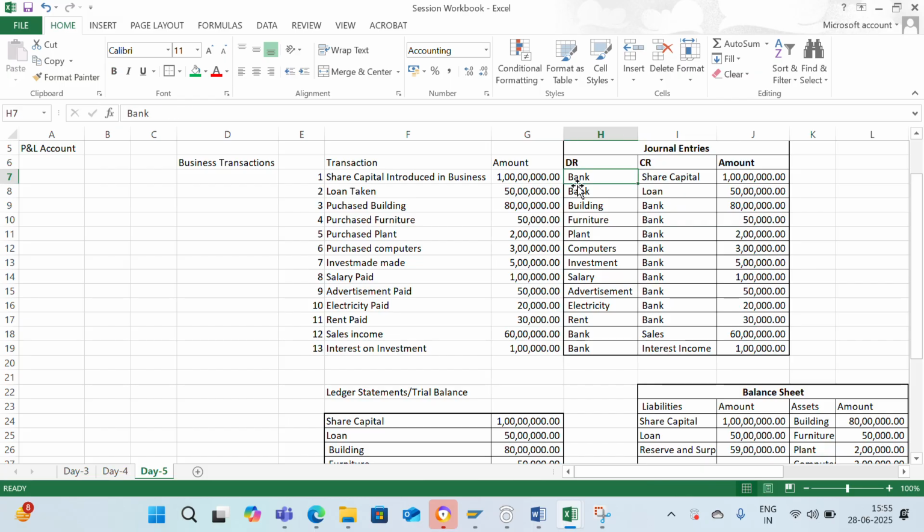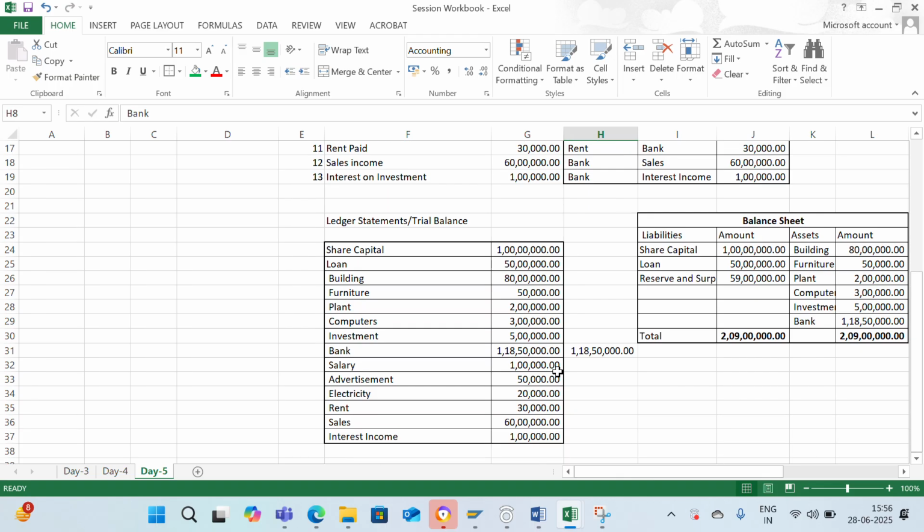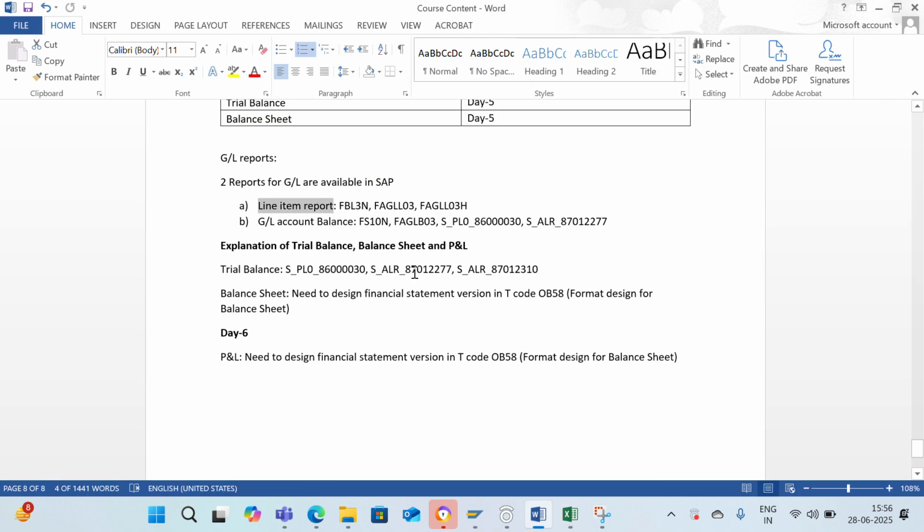How many lines are there? 1, 2, 3, 4, 5, 6, 7, 8, 9, 10, 11, 12, and 13. Out of which 4 are on the debit side and the remaining are on the credit side. So the difference between the line item report and the balance report is, the line item report shows all the postings one by one, and the balance report shows the total net balance. Now the net balance is 118 and 50. So that is the difference between the line item report and the balance report.